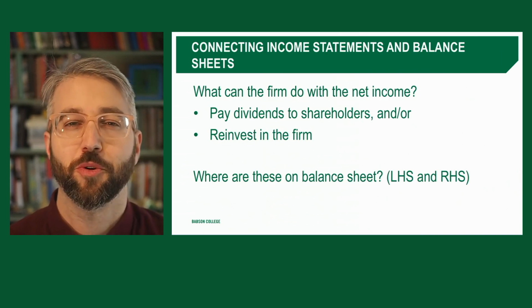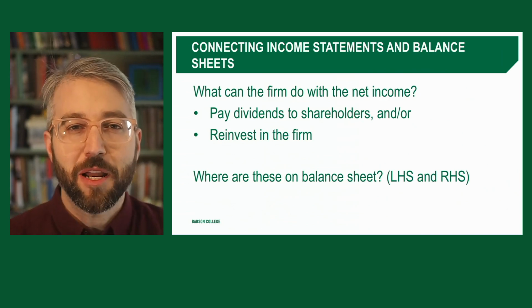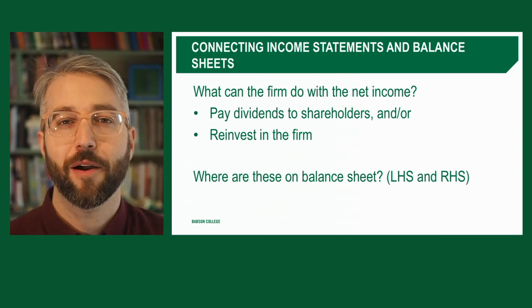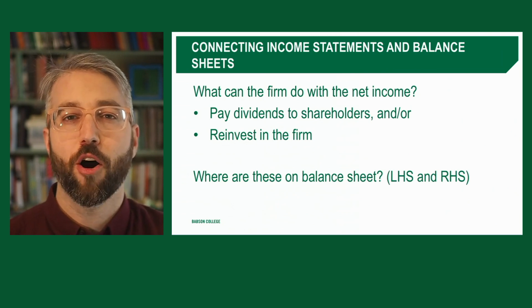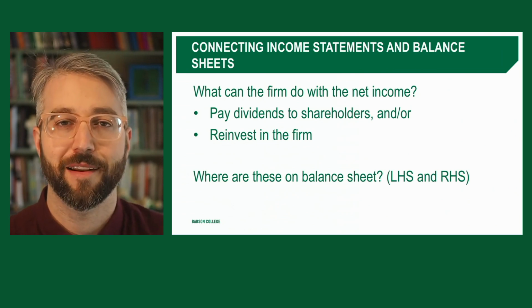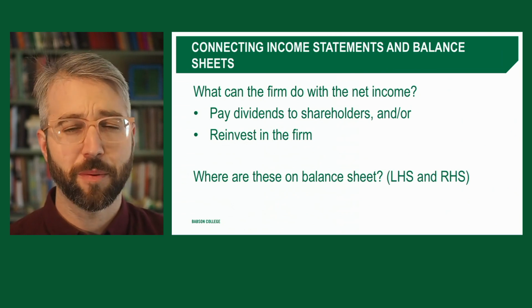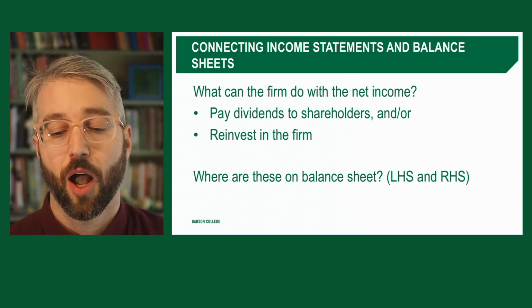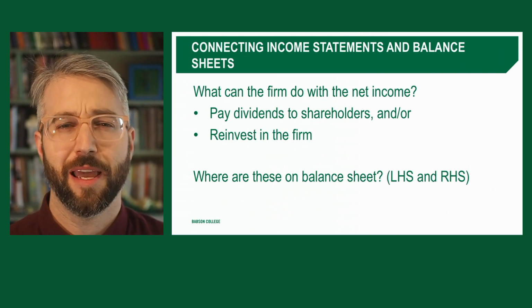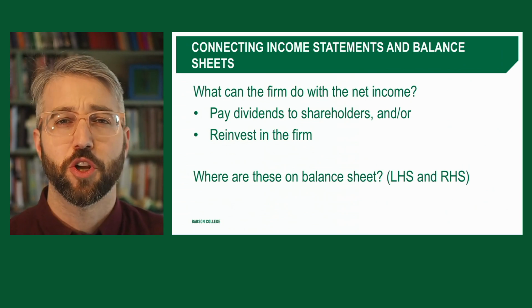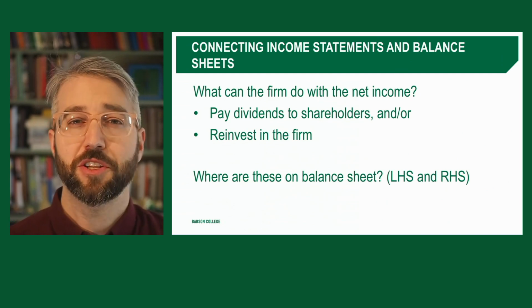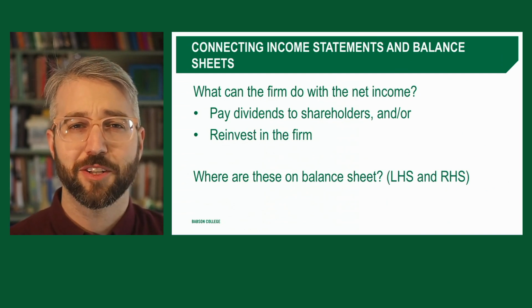Well, as I alluded to on the last slide, that money belongs to the shareholders. The shareholders own the firm. And by the time we calculate net income, everybody other than the shareholders has been paid. Folks have been paid through COGS, through SG&A, and in particular debt financiers have been paid their interest expense. So the money that's left in the bottom line, that net income, belongs to the shareholders. And so what can the firm do with it?